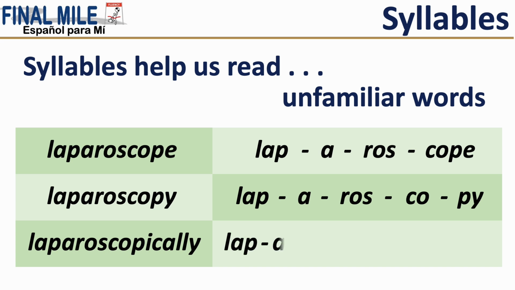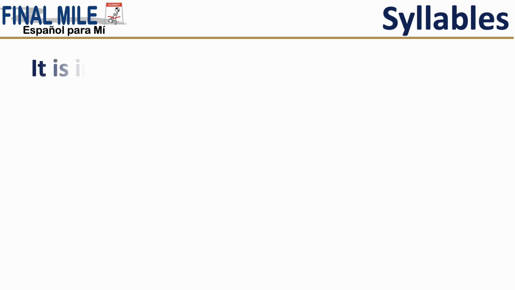Breaking it up into syllables, we can pronounce it exactly correctly, the way it's meant to be. Laparoscopically, laparoscopically. And this is what we're going to do with Spanish words, okay? It may not seem all that important to you, but yes, if we attach a letter to the wrong syllable, that is what gives us an accent. So we're going to learn how to do that today.